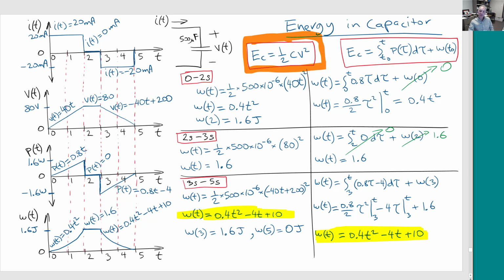This is much easier, but I wanted to show you the alternative method just so that you get a little bit more practice with the math, because sometimes you're going to be using integrals for these graphs, and I just wanted you to see a worked solution.